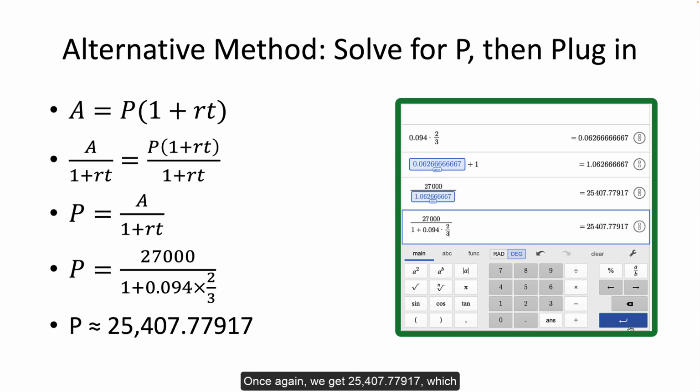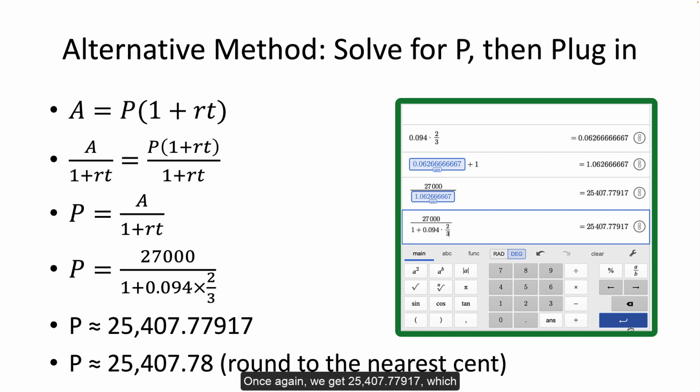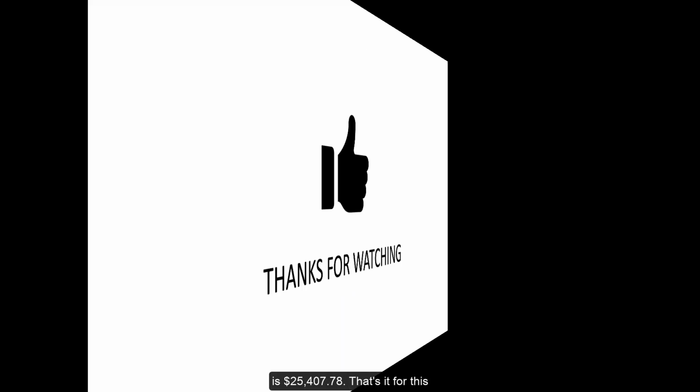Once again, we get 25,407.77917, which we would round to $25,407.78. This means the present value of $27,000 in 8 months at 9.4% simple interest is $25,407.78.